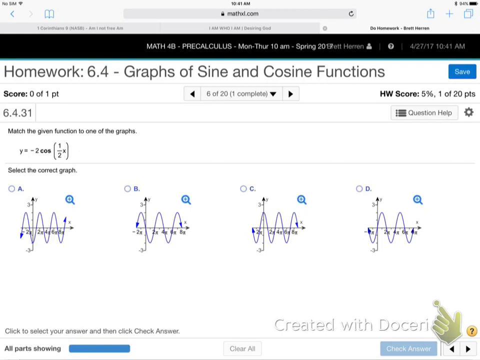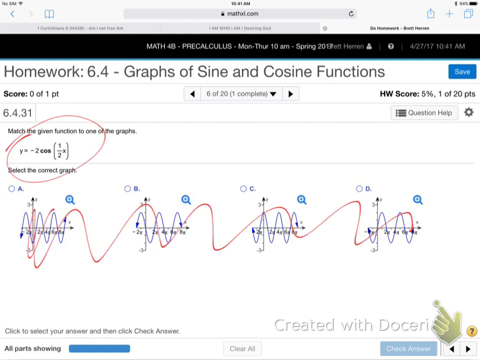Now, match the function. Which one of those is negative 2 cosine of a half x? It's not going to be multiple choice on the test. I'll ask you just to draw it straight. So pretend these aren't even here. I'll just say, hey, graph me that, and I'll say, show me one cycle, show me between 0 and 2 pi. So that's going to take some practice, huh?